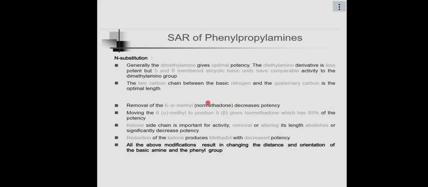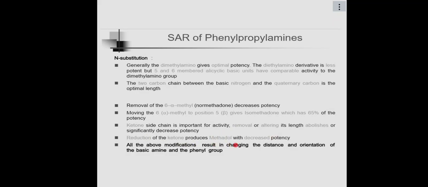cannot guess. That group is necessary for activity. You cannot increase it to 4 carbon atoms. You cannot remove it. If you do so, then you will significantly alter or abolish the activity. The ketone is necessary. It is more stable than the alcohol and therefore is responsible for good activity. Reduction of the ketone produces methadol. So if you reduce that ketone, you get methadol with decreased potency. So we have said we do require that group to remain as a ketone for maximum activity.